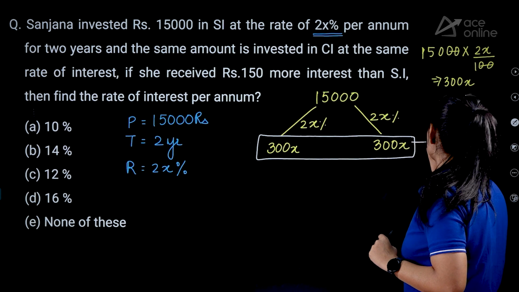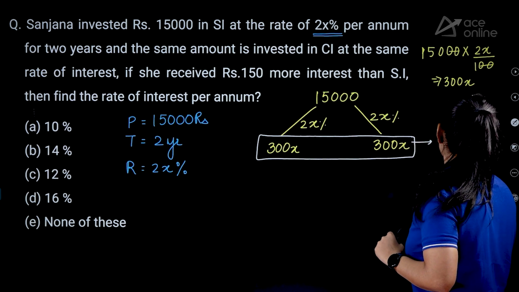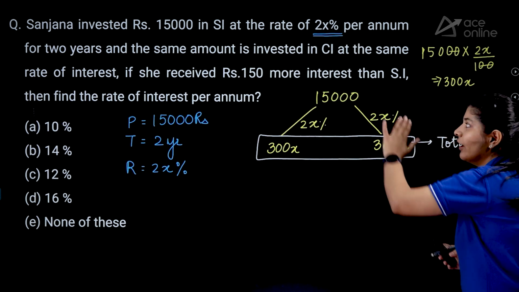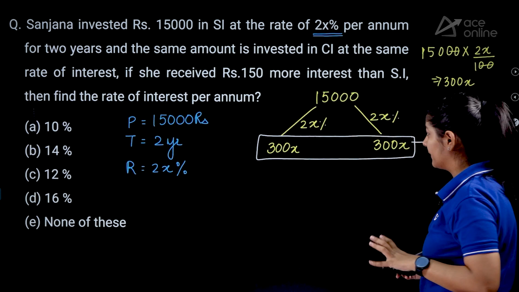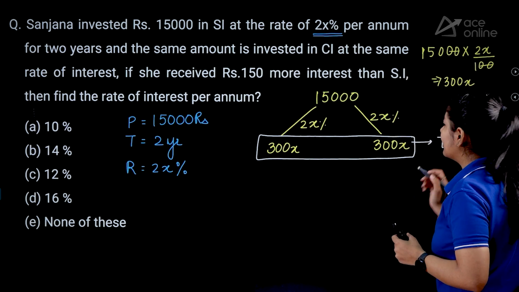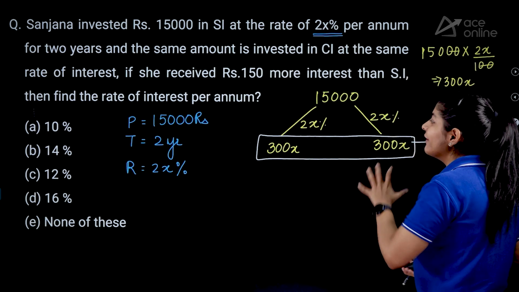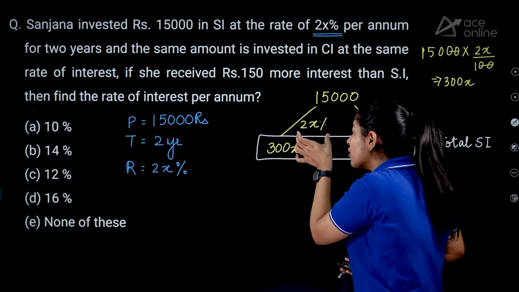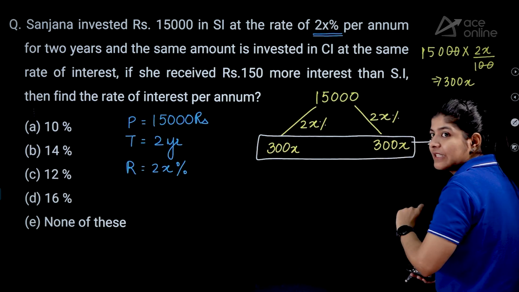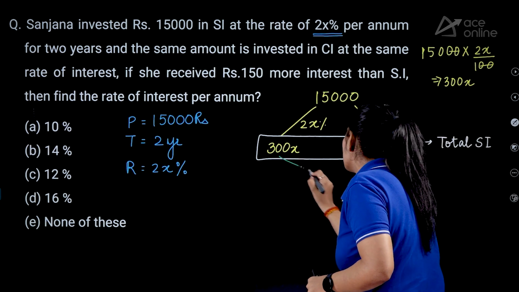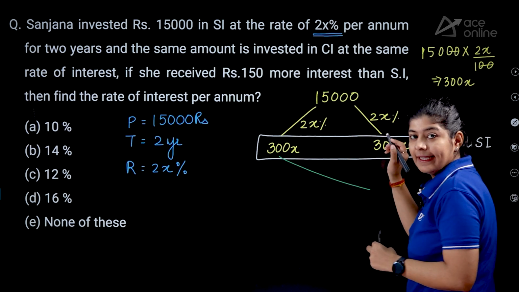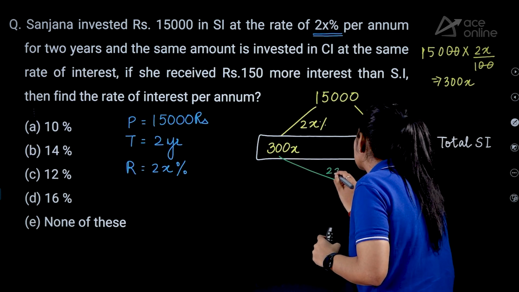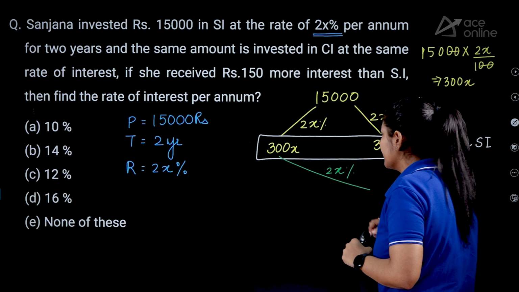This represents the total SI that we are getting for this particular amount of money. Now, we know that CI says that whatever interest we get in the first year, we will also get interest on that amount for the next year. So on this particular amount also, in the second year, I am getting interest with the same rate of interest, that is 2x%, right?